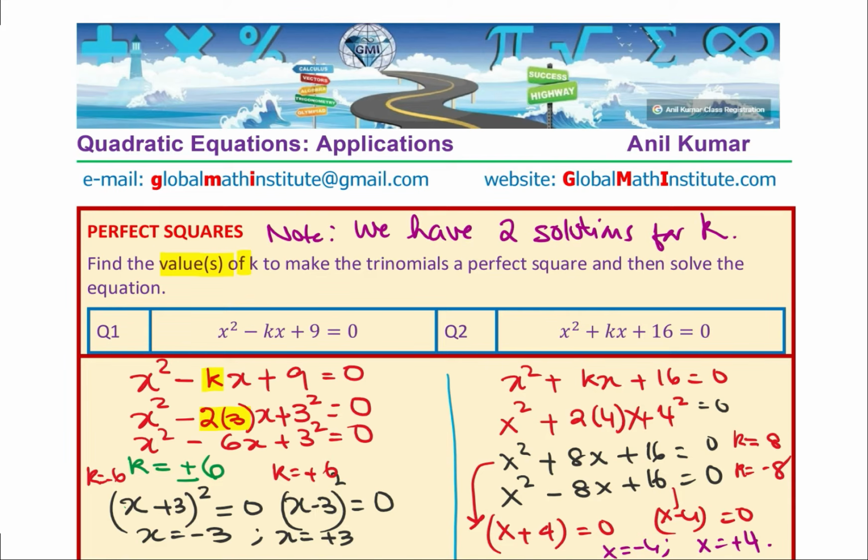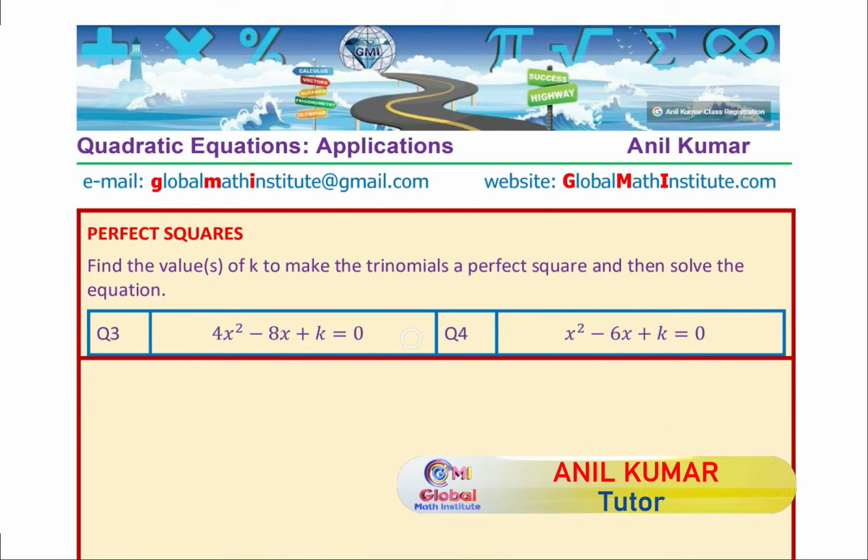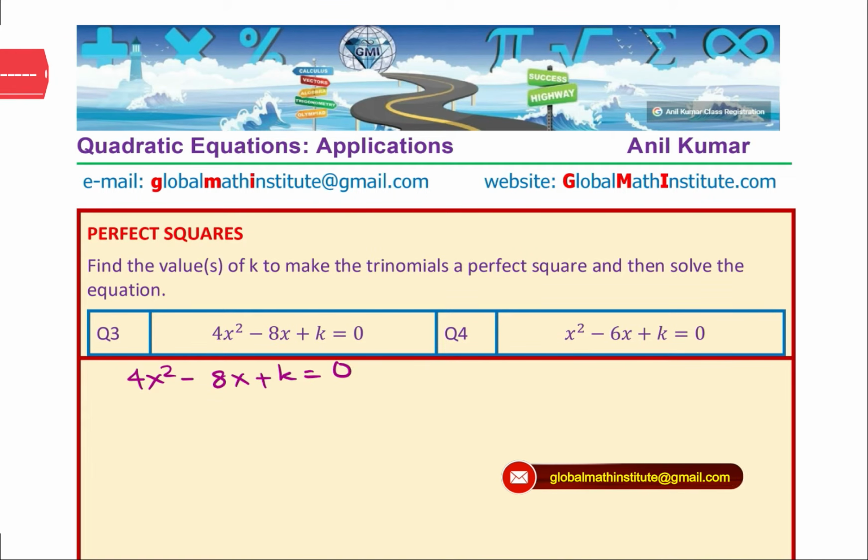Makes sense? Good. Now let's move on to the next question, which is, now k is in the position of a constant. So we have 4x squared minus 8x plus k equals to 0 and x squared minus 6x plus k equals to 0. How will you do it? Let's try it out, right? So now 4x squared minus 8x plus k equals to 0. So I can write this as 2x whole square, right? Minus the center term should be what?